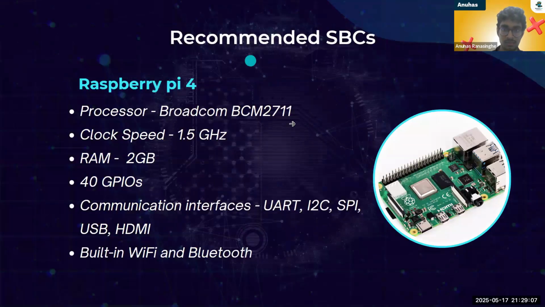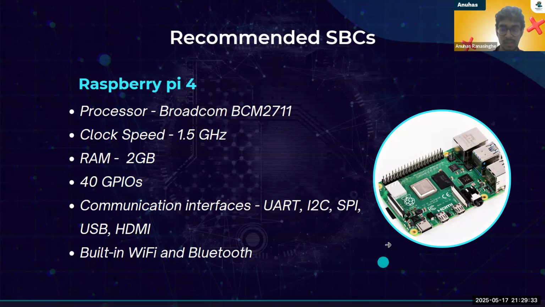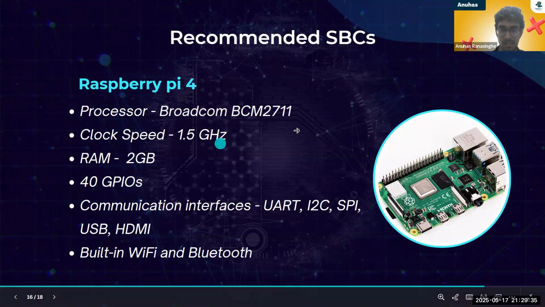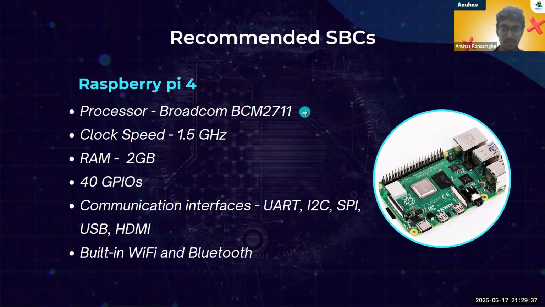There are plenty of single board computers, and one is the Raspberry Pi 4, and Raspberry Pi 5 is also available now, and we can use that. We can code using these Raspberry Pi single board computers. They have a separate operating system, the Raspbian operating system, so we can install that on the board using the SD card, and then we can code in the Linux environment.